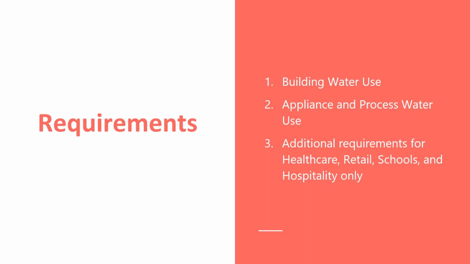There are three requirements for Prerequisite 2. The first one is for building water use. The second one is for appliance and process water use. The third one is for additional requirements for healthcare, retail, schools, and hospitality only.